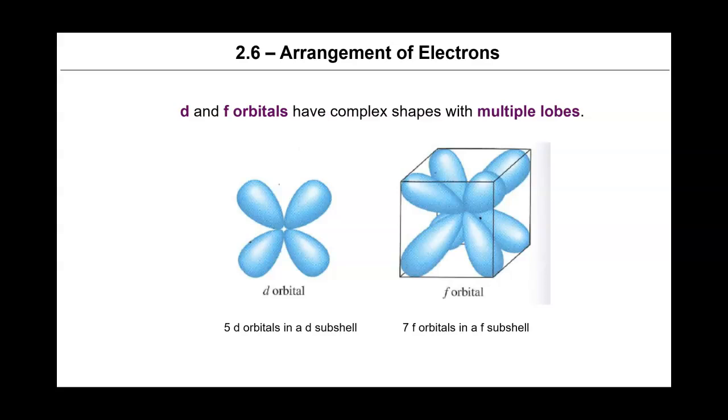Now, D and F orbitals have complicated shapes with multiple lobes. D orbitals tend to have this clover leaf type shape with the 4 lobes on there, and you want to remember that there are 5 d orbitals in a d subshell. F orbitals often have very complicated shapes. This one here has 8 lobes directed towards the corners of the cube, and you want to remember that there are 7 f orbitals in an f subshell.